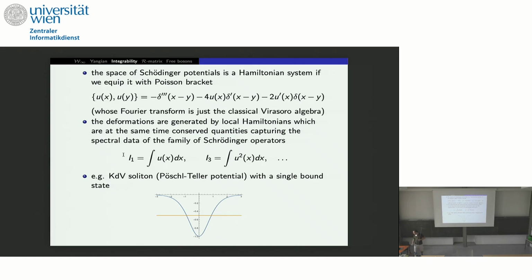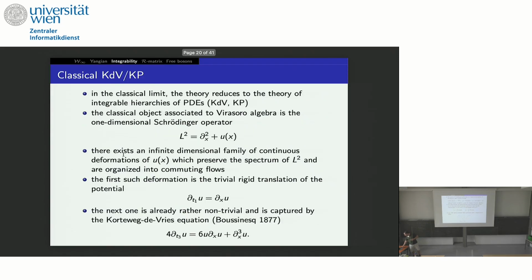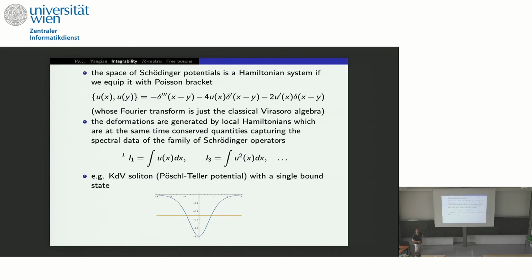And so this is the classical limit of the Virasoro algebra, and the main point is that it has the structure of a classical integrable system. And now, of course, you can ask what happens if you quantize it. For example, do these Hamiltonians exist? Does there exist a quantum deformation of these? And the answer is yes.